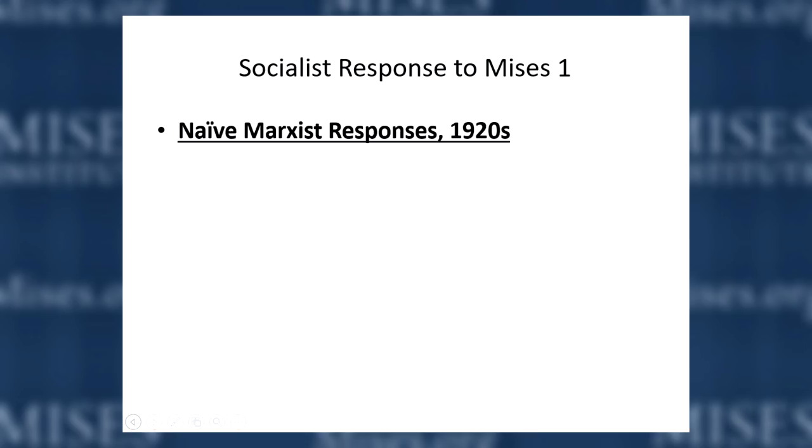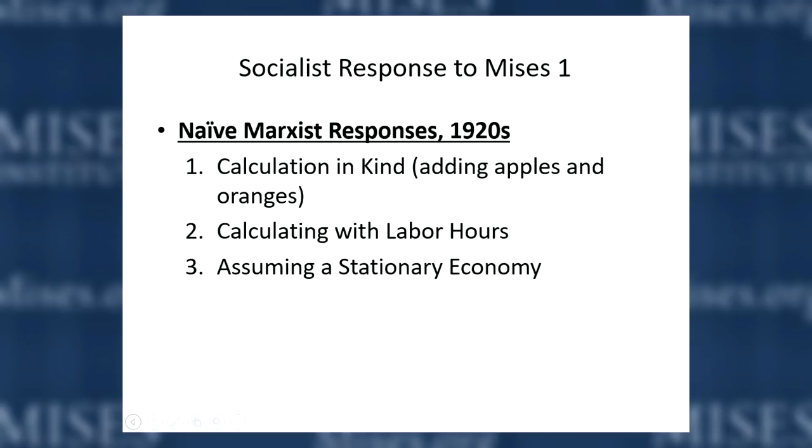Okay, I want to just talk a little bit about the socialist response. You had these nitwits in the 1920s. One guy, a fanatical Marxist named Neurath, said, well, we can just calculate in kind. We'll just add up the tons of steel and the gallons of paint and so on. Okay, Mises just smashed that argument right from the beginning. Okay. Others said, let's calculate with labor hours. That is a homogeneous unit.